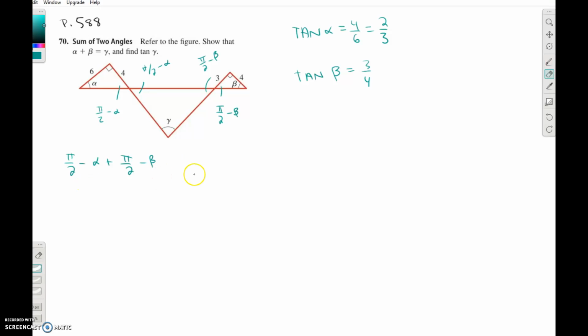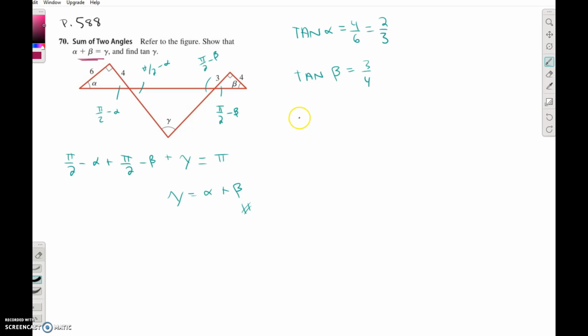Oops, I'm sorry, this is wrong. This angle plus gamma is equal to pi. So pi halves plus pi halves is pi. So gamma, subtract pi from both sides, move the alpha and the beta onto this side. So there I proved that gamma is equal to alpha plus beta. I proved this statement here, which was the first step of this problem.